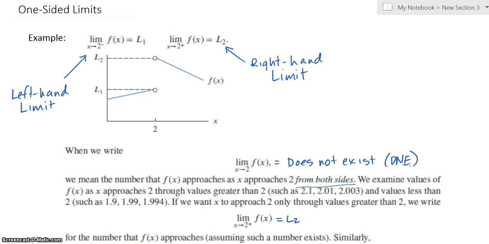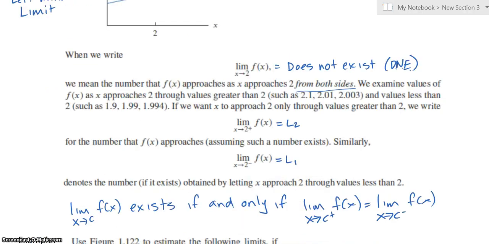So for this limit to exist, we need the left to equal the right. In general, the limit as x goes to c of any f of x exists if and only if the right-hand limit equals the left-hand limit. And when it does exist, obviously, that would be the answer of our limit.